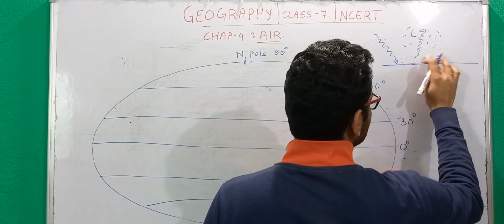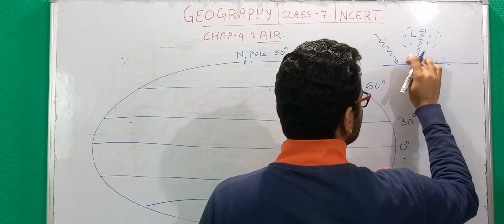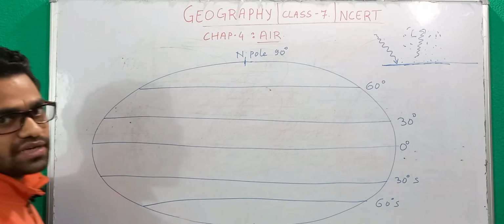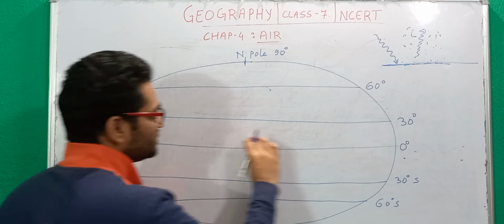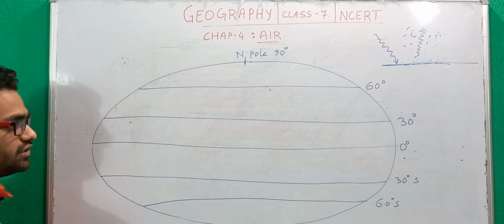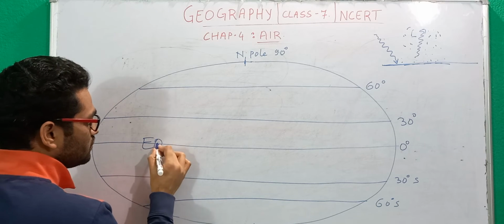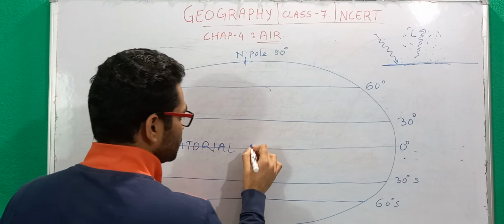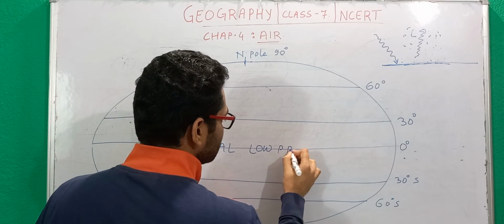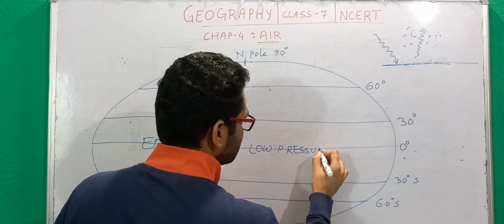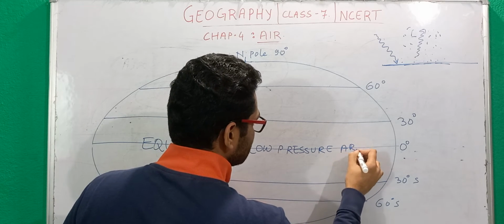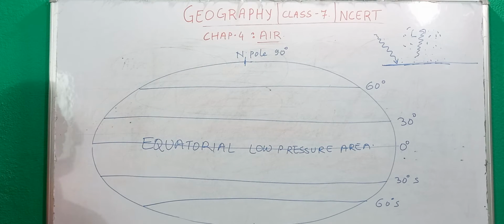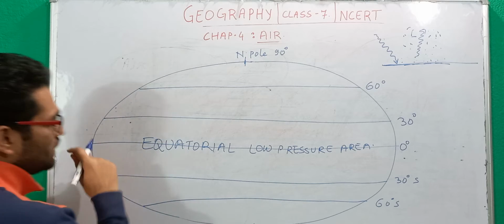So what will happen is that here the concentration of air particles will be very low, and that happens over this entire area. That is why we call it the equatorial low pressure area, this entire area across the equator, right?